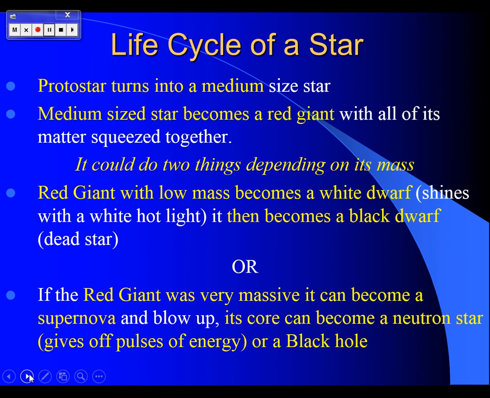And this basically goes through what I just said. The protostar turns into a medium star, the medium turns into a red giant, and depending on its mass, the red giant with low mass becomes a white dwarf, and then eventually a black dwarf. Or if the red giant was very massive, it can become a supernova, blow up, its core can become a neutron star, which gives off pulses of energy, or it can become a black hole.